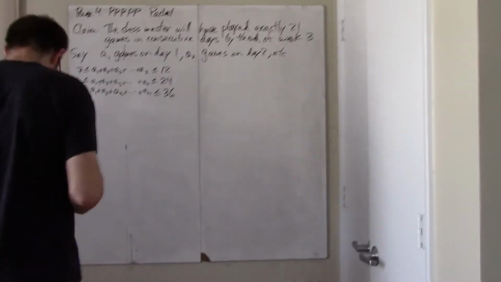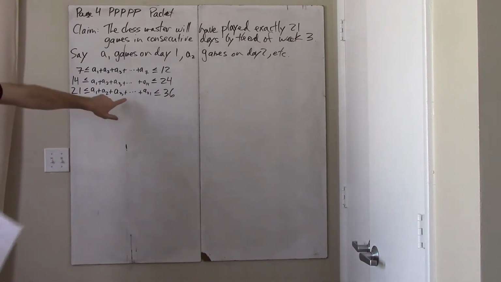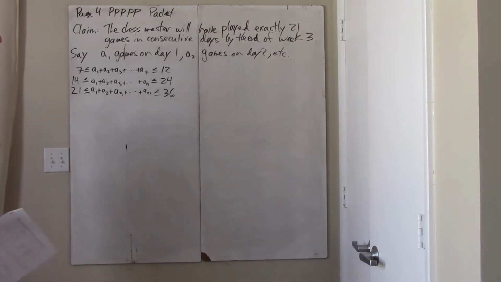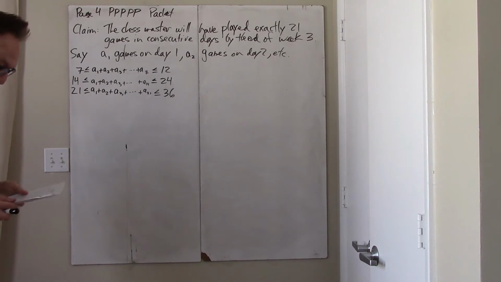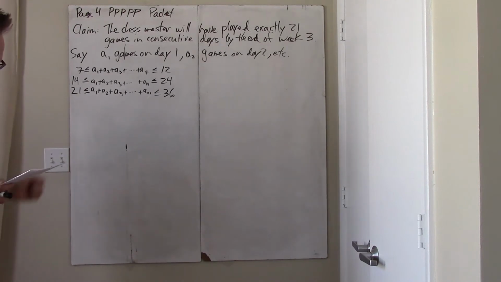Okay, we're back. Anyway, here we go. By the end of the third week, since you can't play more than 12 games in week 1, you can't play more than 12 games in week 2, you can't play more than 12 games in week 3, we've played a total of at most 36 games. And at least 21 games through those 3 weeks.